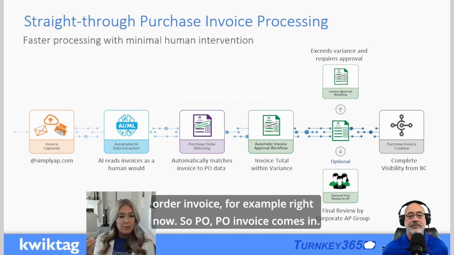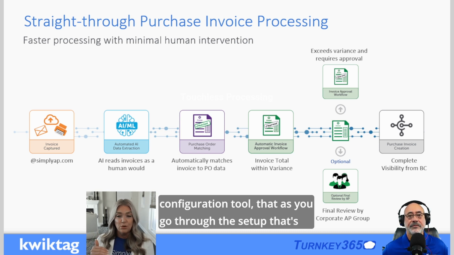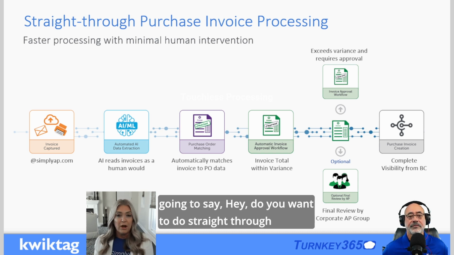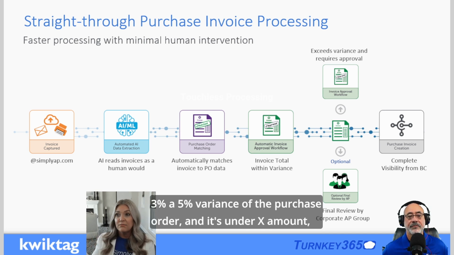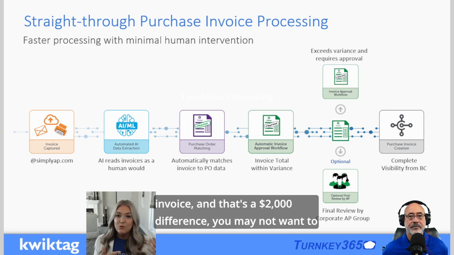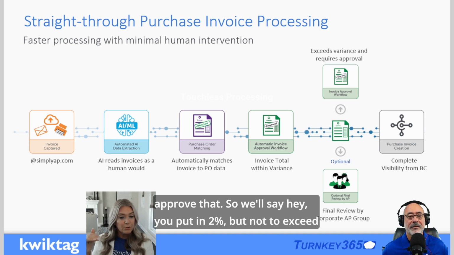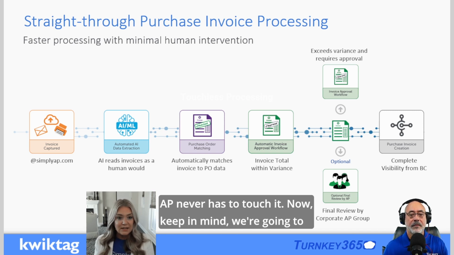And as we look at it, just think about a purchase order invoice, for example, right now. So a PO invoice comes in and we see that it's a match. There's actually the configuration tool that as you go through the setup, that's going to say, hey, do you want to do straight through processing? Meaning if we find a match and it's within a 2%, a 3%, a 5% variance of the purchase order, and it's under X amount, right? So if we put in a 2% variance, but it's a giant invoice and that's a $2,000 difference, you may not want to approve that. So we'll say, hey, you put in the percent, but not to exceed X dollar amount. We can flow that straight through into BC. AP never has to touch it.